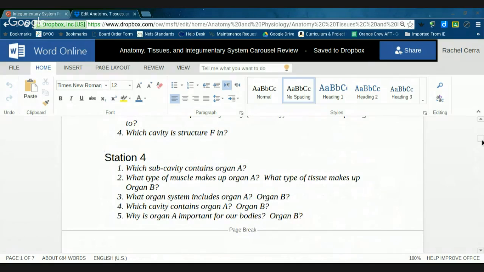Number 3, what organ system includes organ A? That would be your cardiovascular or your circulatory system. And for letter B, the brain, that would be your nervous system.